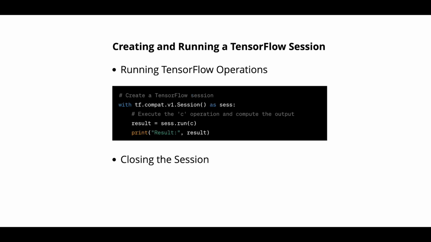Running TensorFlow operations. Within a TensorFlow session, you use the sess.run method to execute operations and compute the output of tensors. You can pass the tensors you want to compute as arguments to sess.run. Here is an example where you use tf.compat in the session, result equals sess.run(c), execute the c operation and compute the output here, and that's where you get the result.